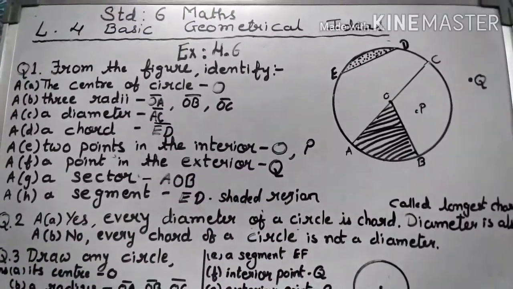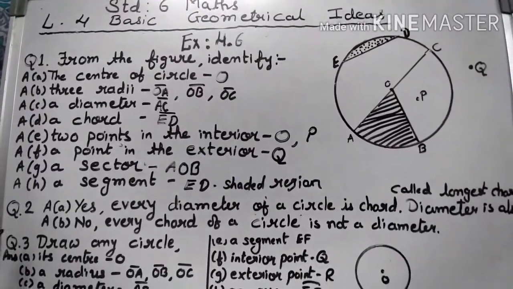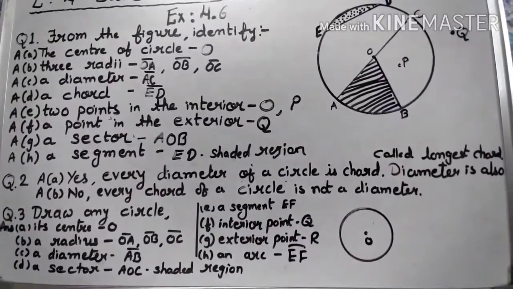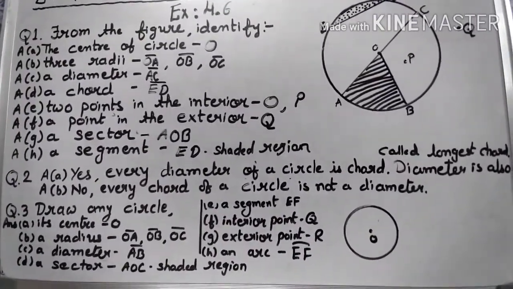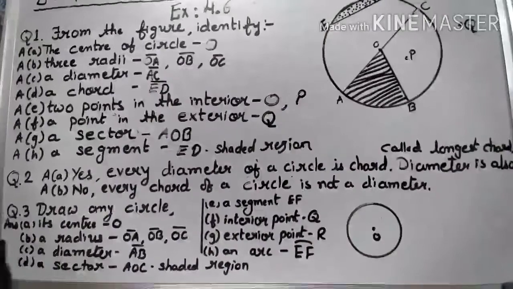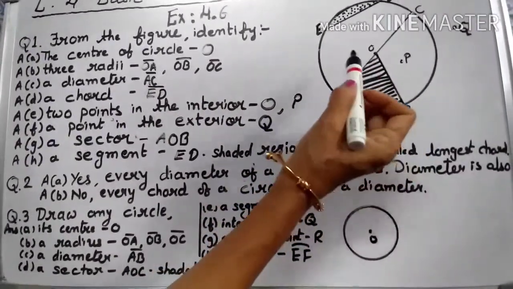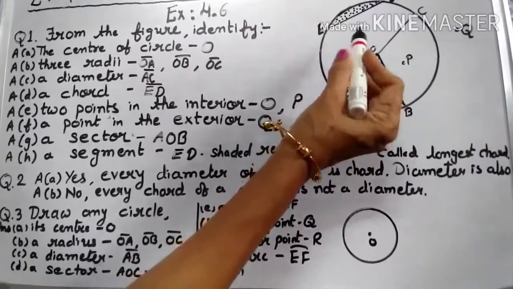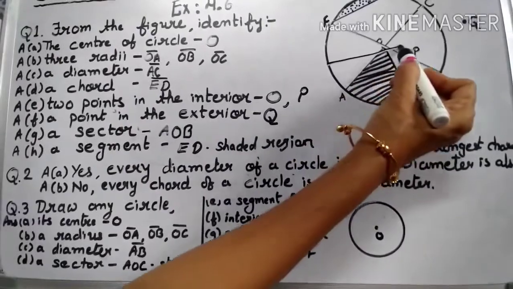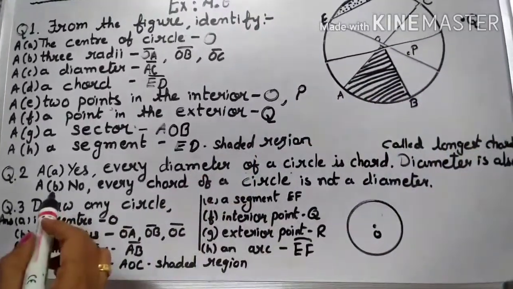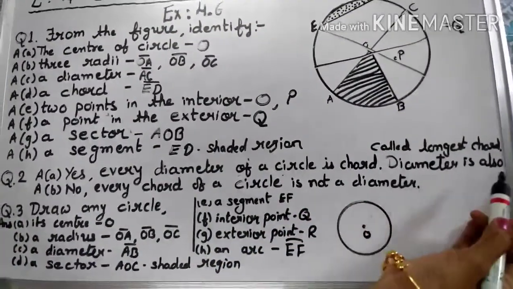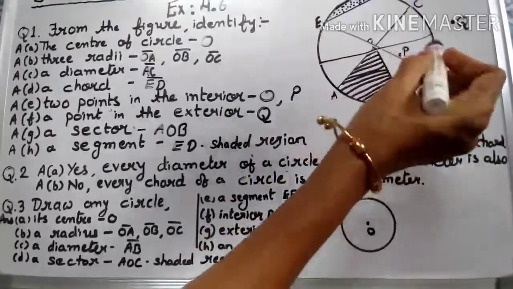Now, students, let's move to our next question, number 2. Here, two questions are given in question number 2. Is every diameter of a circle also a chord? Means are all diameters chords? Yes, because if I draw one more diameter here, it is also a chord. It means yes, every diameter of a circle is a chord, and diameter is also called the longest chord of a circle.